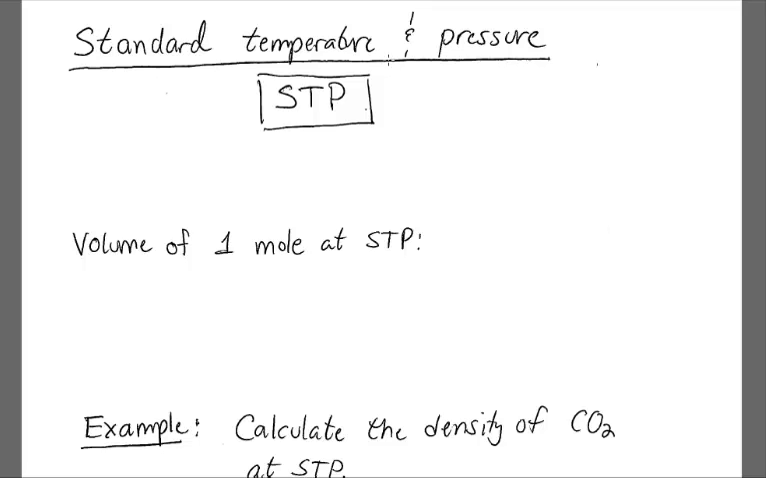We often refer to a standard temperature and pressure just so that we don't have to keep stating temperature and pressure all the time if we're going to use the same one over and over again. So standard temperature and pressure, also known as STP, is a temperature of 0 degrees Celsius and a pressure of 1 atmosphere. So sea level pressure and 0 degrees Celsius.